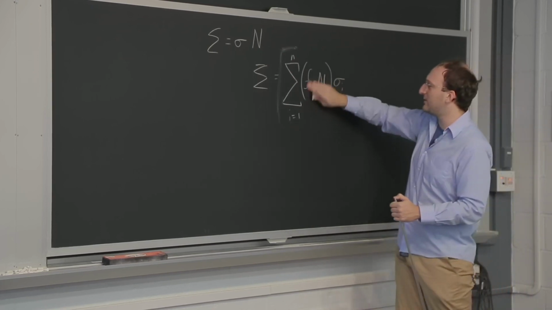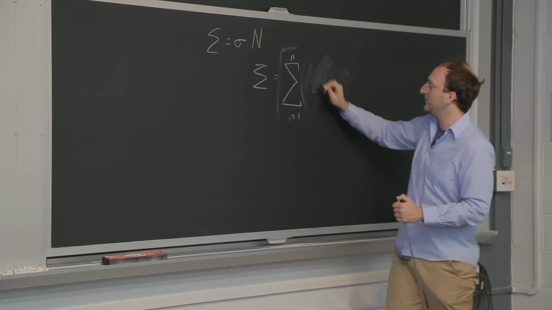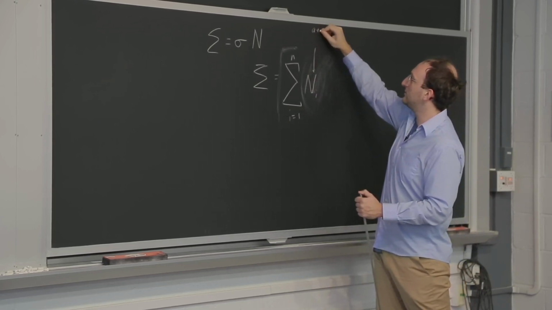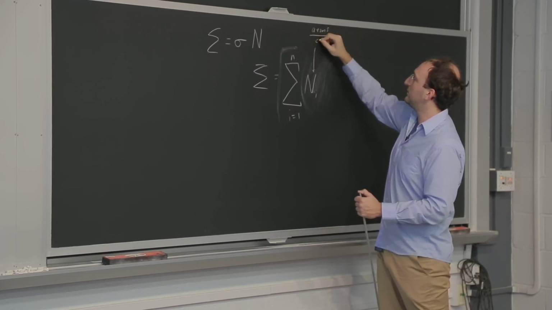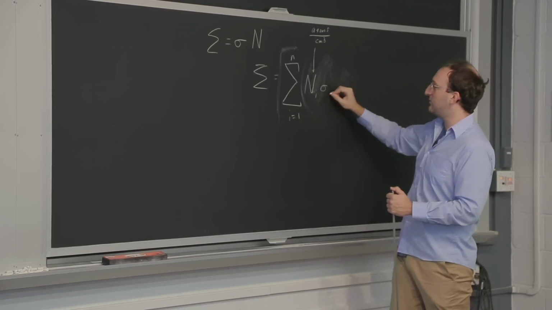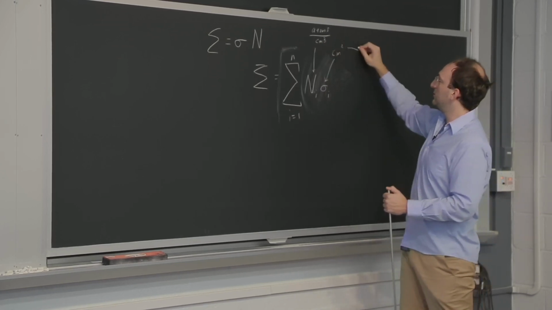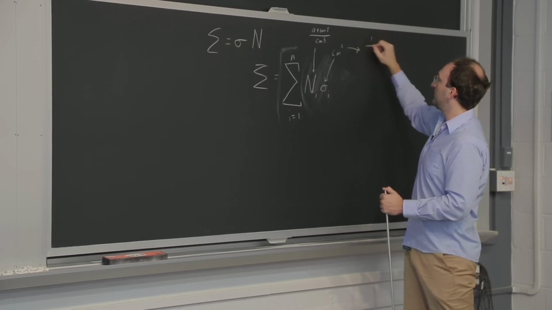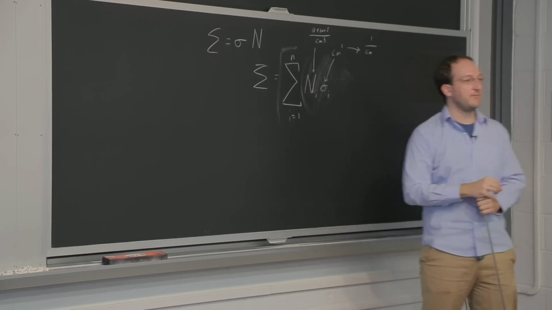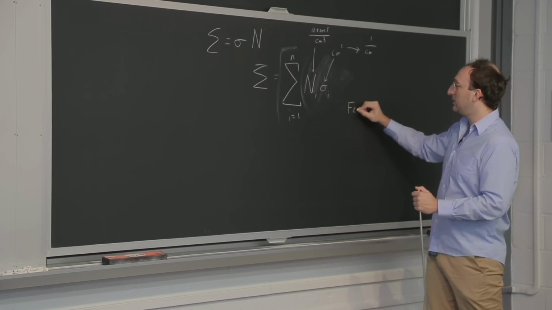I'm sorry, the atom fraction is included in the number density. Let's just simplify this a little bit. The total number density of that isotope, that'll be in atoms per cubic centimeter, times the cross-section for that particular isotope, which is in centimeters squared, which leads you to a 1/centimeter macroscopic cross-section.